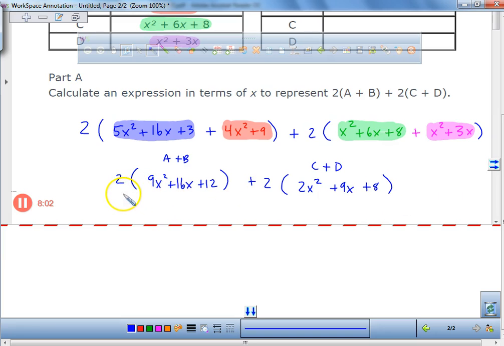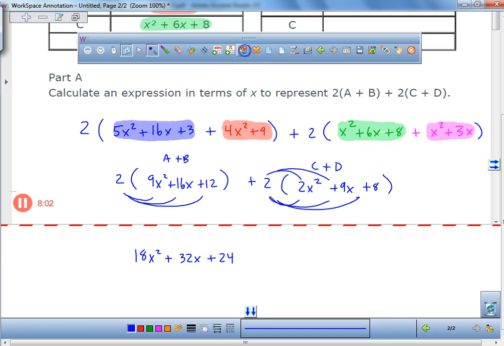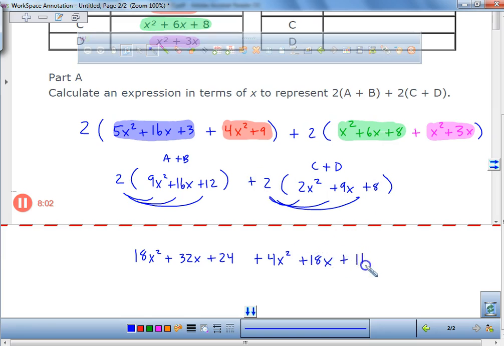We're going to distribute 2 throughout the entire equation, which gives us a total of 18x squared plus 32x plus 24. You're like, I'm not used to distributing down. I'm used to doing this. Well, either way, you're doing the same process, right? 2 times 2 is 4. We double that. 2 times 9 is 18. 2 times 8 is 16. So now we just got to combine like terms.